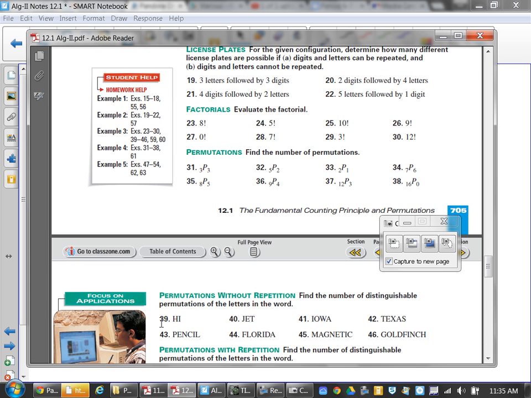Now, remember, when you're doing factorial, if it says 5 factorial, it's not 5!